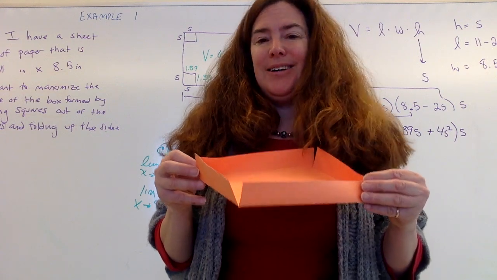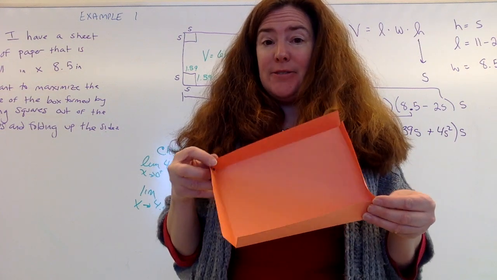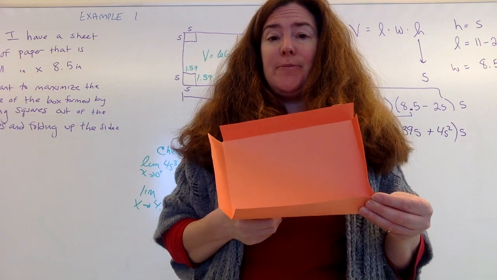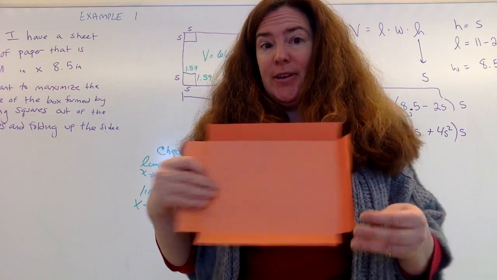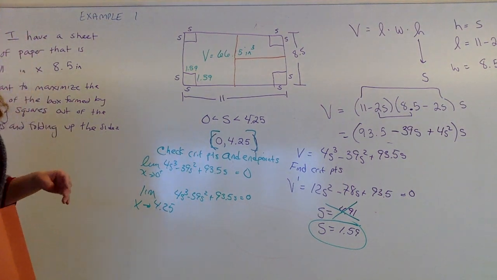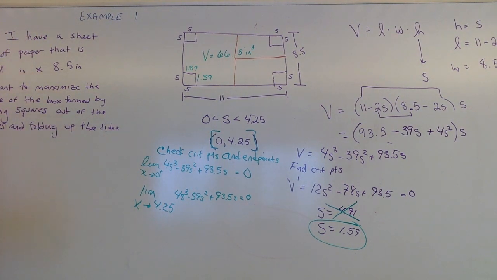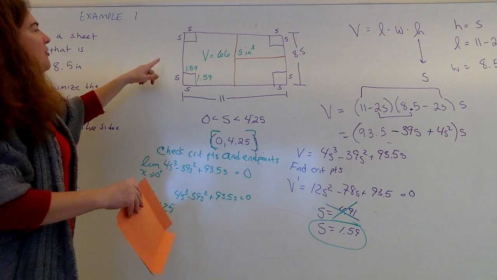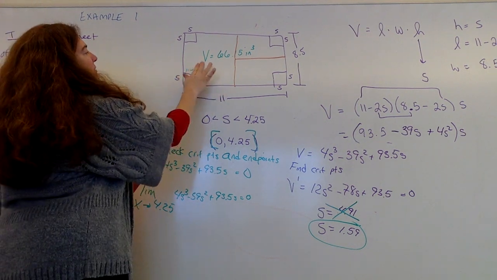Do I want a really shallow box that has a bigger base, or do I want a smaller base and a deeper box? So, here's the question. I have a sheet of paper that is 11 by 8.5. I want to maximize the volume of the box formed by cutting squares out of the edges and folding up the sides. So I draw a picture over here. Let me take the answer off for just a minute.